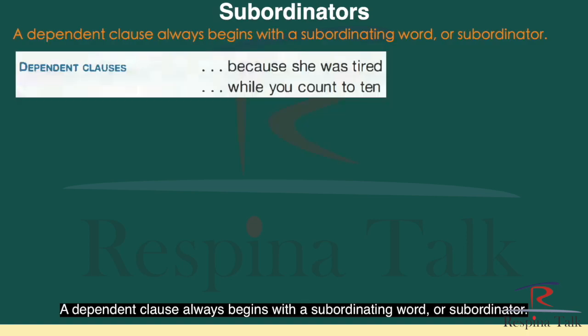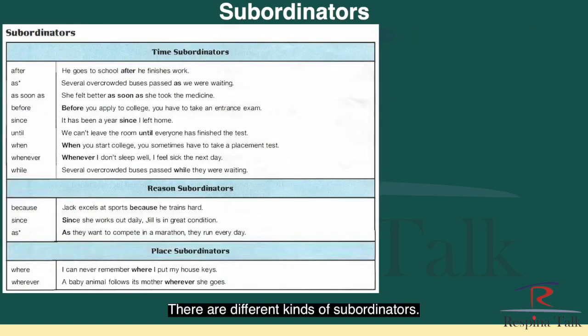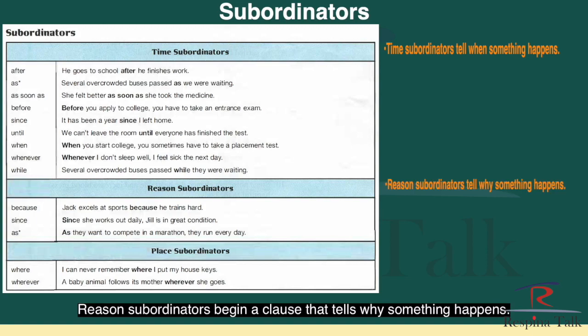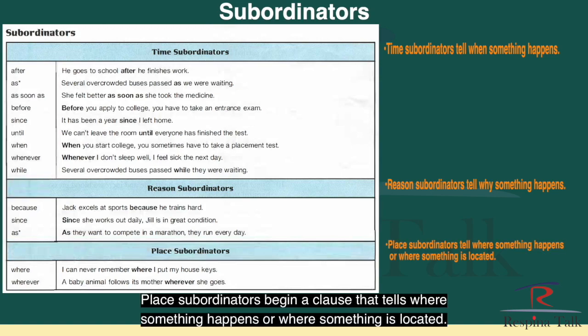A dependent clause always begins with a subordinating word or subordinator. There are different kinds of subordinators. Time subordinators begin a clause that tells when something happens. Reason subordinators begin a clause that tells why something happens. Place subordinators begin a clause that tells where something happens or where something is located.